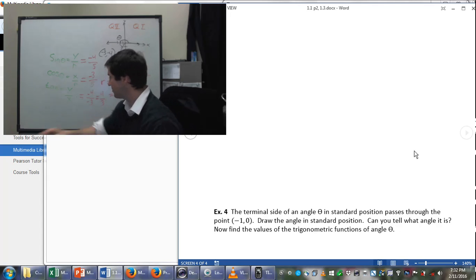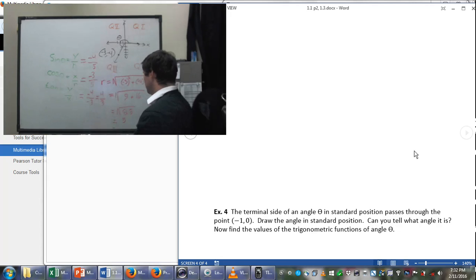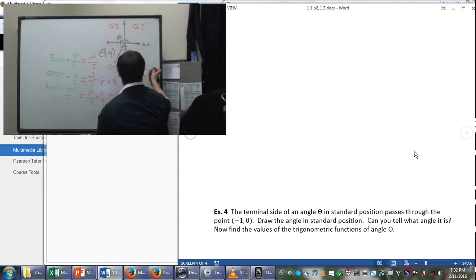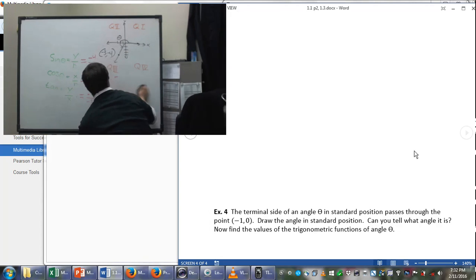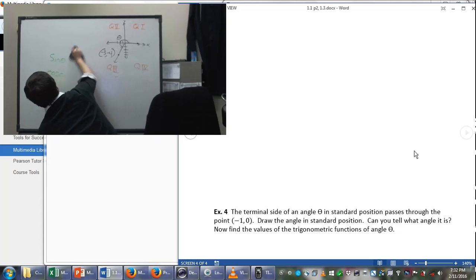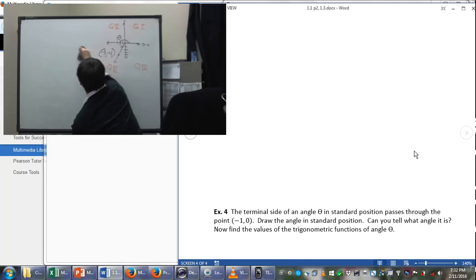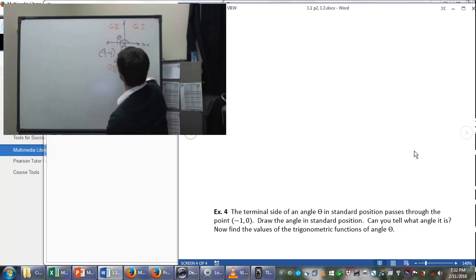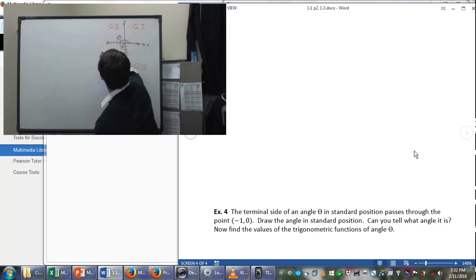To square something means to multiply it by itself, right? So I want to multiply -3 by -3. And what happens when I multiply a negative by a negative? I get a positive. So that's why it's really important when you think about this. You're squaring that entire x value, so you're squaring that entire -3. You're taking that -3 and multiplying it by -3.